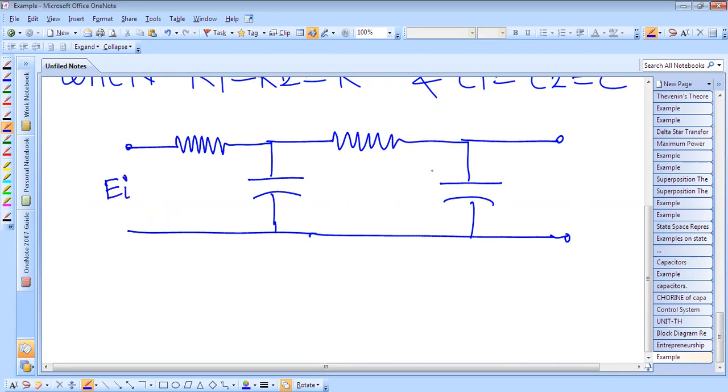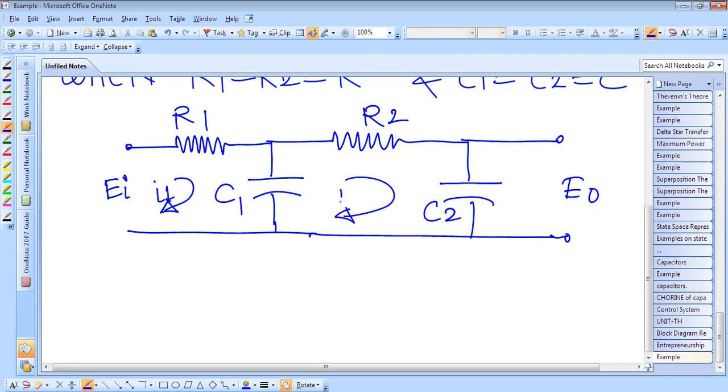This is the input voltage. This is the output voltage across this. This is R1. This is C1. This is R2. This is C2. Okay. Let us assume the current flowing through this is I1 and this is I2.